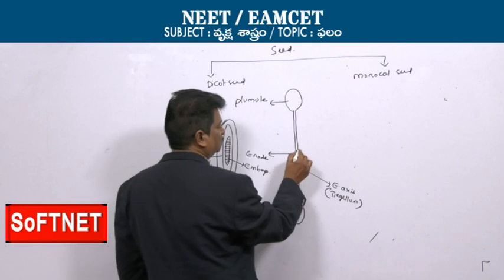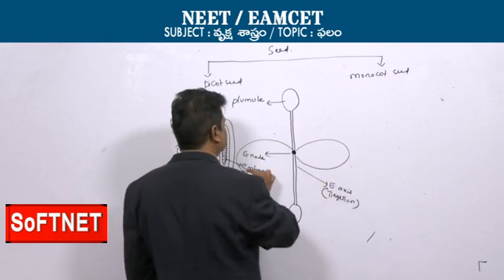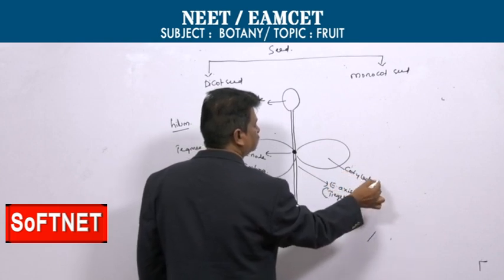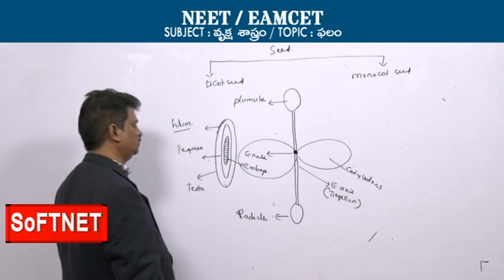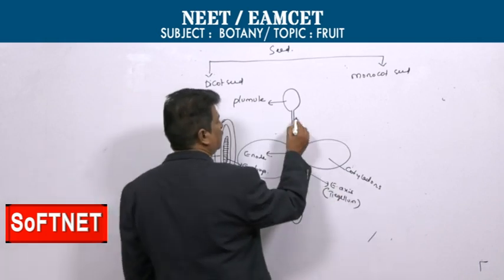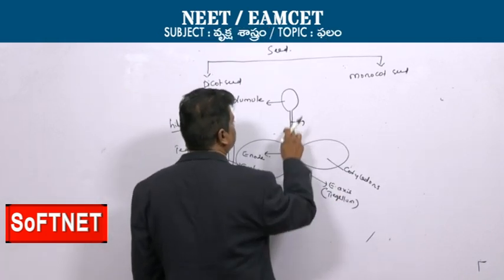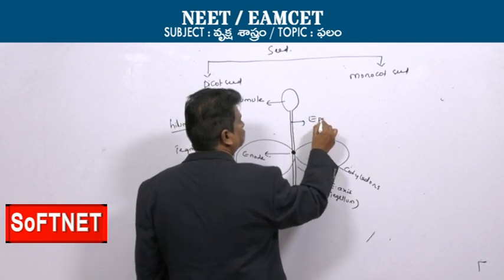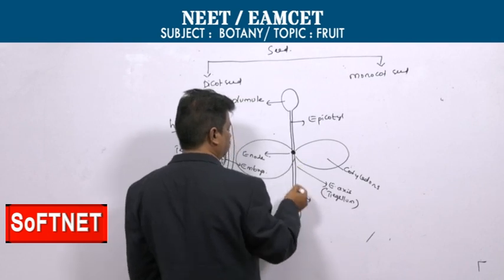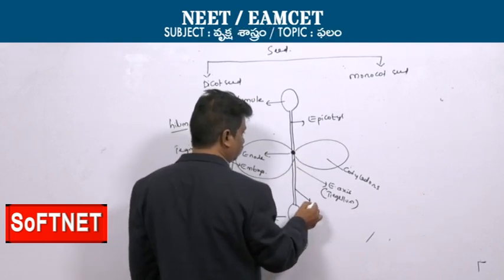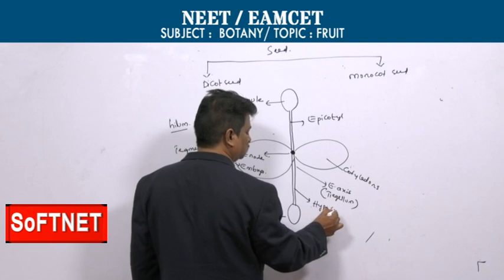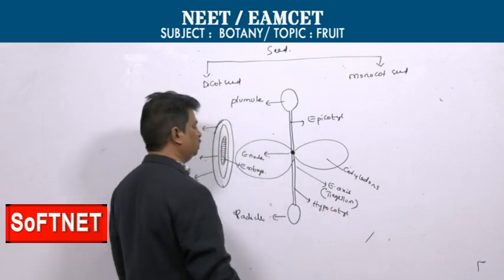Then this embryonic node develops cotyledons, and the cotyledons are the first formed leaves. Then the embryonic axis between the embryonic node and plumule is called epicotyl. The embryonic axis between the embryonic node and the radical is called hypocotyl.